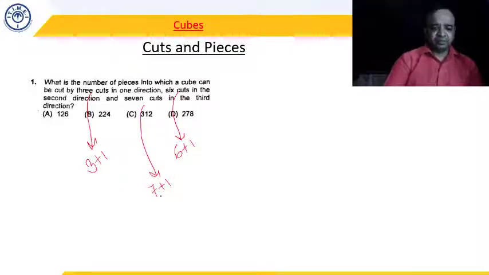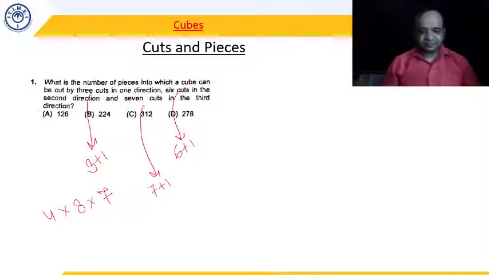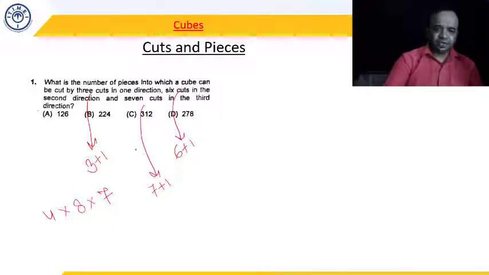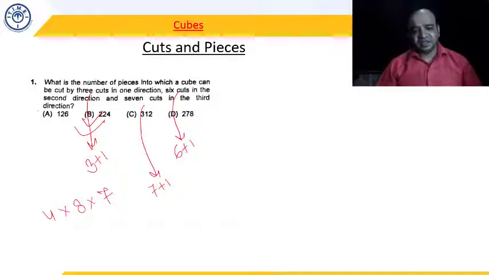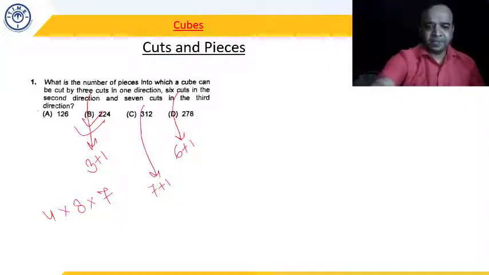Fine. So the total number of pieces is the multiplication of all these pieces we have obtained here, and that is 4 into 8 into 7. Now 4 8s are 32 and 32 into 7. 2 7s are 14, 3 7s are 21, so that is 224. Right? Total number of pieces in this case is 224 and our answer choice will be B.